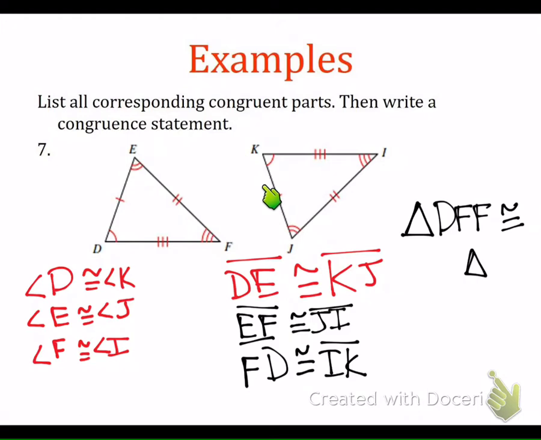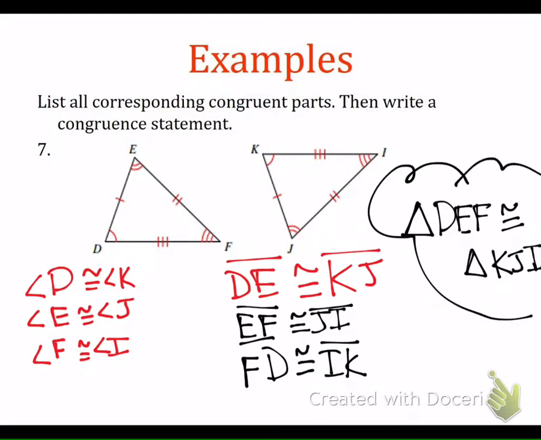Which one lined up with D? K. Which one lined up with E? J. And then F went with I. So order matters, okay? The ones with 1 tick mark went in the front. The ones with 2 tick marks went in the middle. The ones with 3 tick marks went in the back. So you can tell which parts are corresponding by this statement right here. The ones in the first position line up, the ones in the second position line up, the ones in the third position line up.